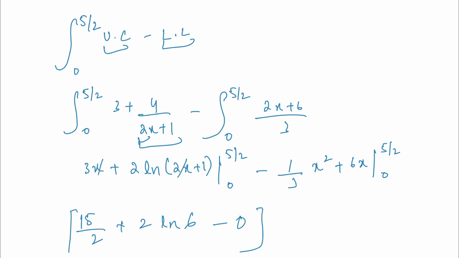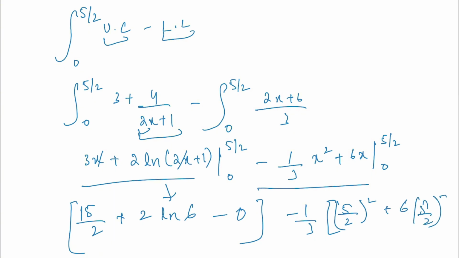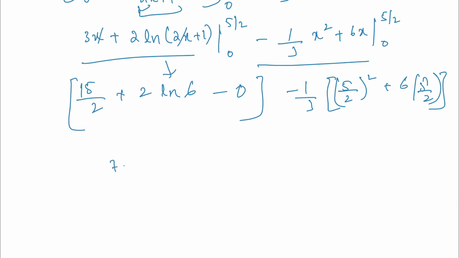So this would be 0. This is the upper curves part, and this would be the lines part. This would be negative 1 over 3, 5 over 2 whole squared plus 6, 5 over 2. So this would finally be written as 7.5 plus ln 36. This would go in the power, and this would be negative 25 over 12.